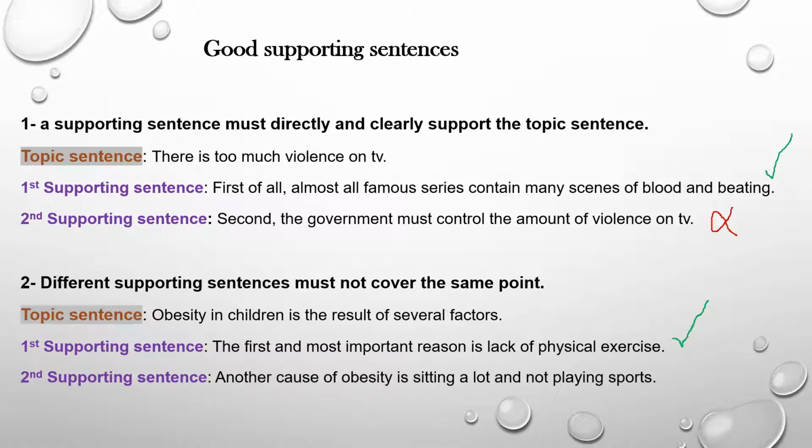What about the second supporting sentence here? Another cause of obesity is sitting a lot and not playing sports. So as you see, this sentence is basically saying the same thing we said in the first supporting sentence. Even though there are different words used in the second supporting sentence, the main point is actually the same. And since we don't want repetition here, I'm going to cross it out as a poor supporting sentence.